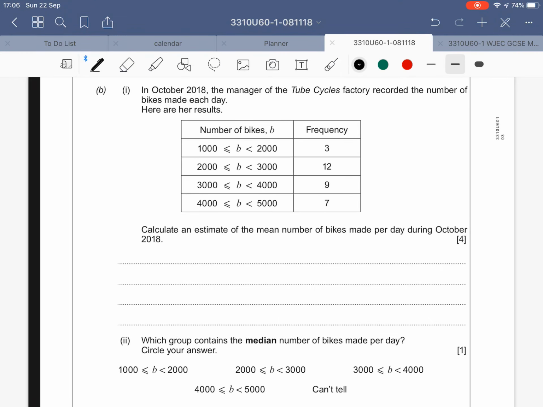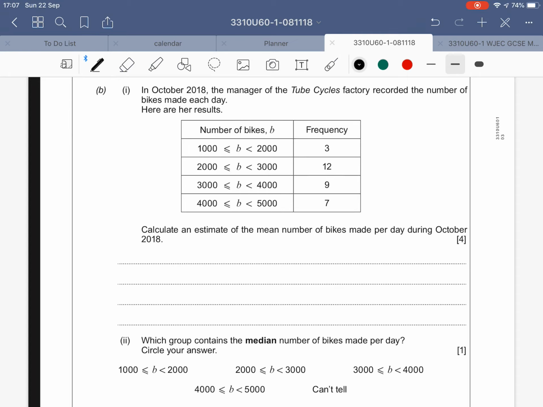October 2018, the manager of Tube Cycles records the number of bikes made per day. Here are her results. So this is a grouped frequency table. Estimate the mean number of bikes made per day during October. Normally on a non-grouped frequency table, I would just times each one of these. But because it's grouped, we can't do that because we've got two different numbers.